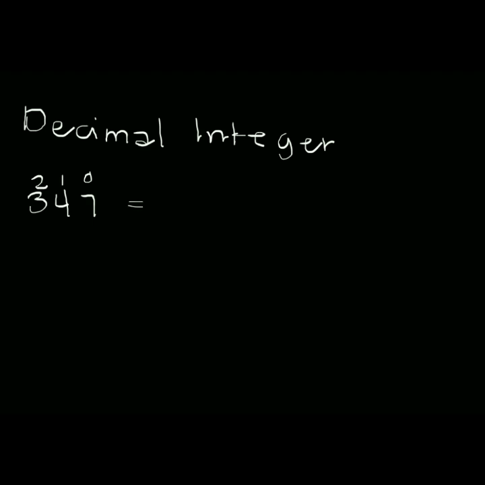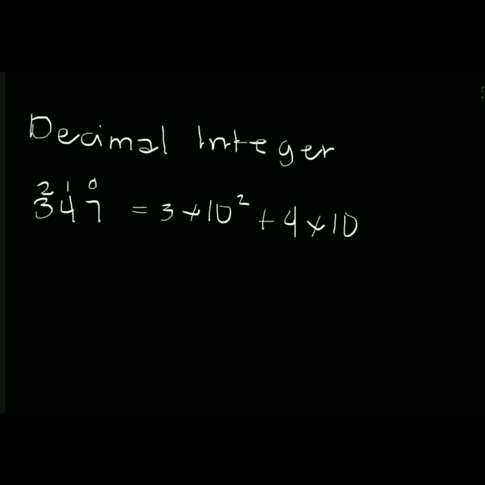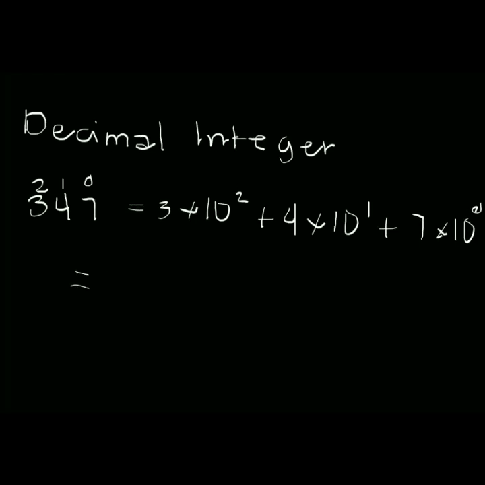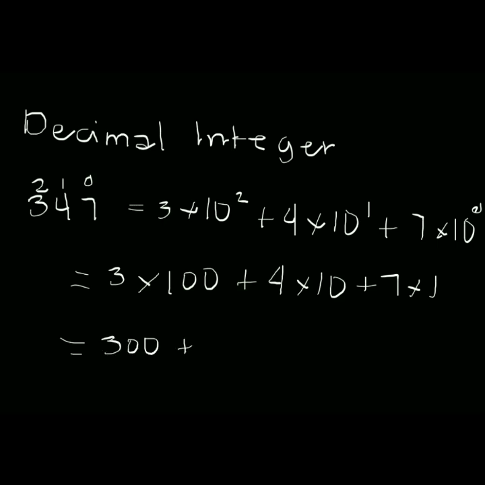Now we're going to expand its notation. 3 times 10 raised to 2 plus 4 times 10 raised to 1 plus 7 times 10 raised to 0. Next, 3 times 100 plus 4 times 10 plus 7 times 1. As you can see, I put 1 because anything raised to 0 is automatically 1. Next, we have 300 plus 40 plus 7. We're going to add it and we have the sum of 347. We get the same number.